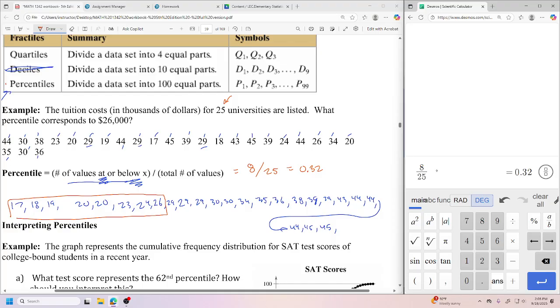Okay, so we got 0.32. What percentage is that? Isn't that 32%? And so how they're wanting it, it's not percentage, it's percentile. So it's 32nd percentile. And that's kind of like what they're wanting. You just put 32. 32 is the answer essentially.